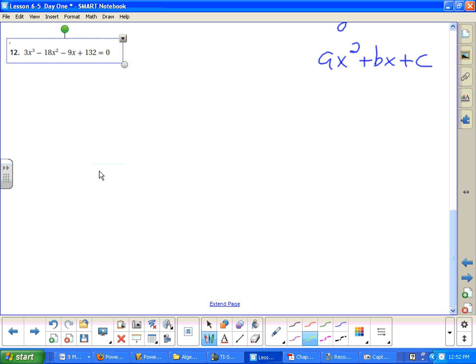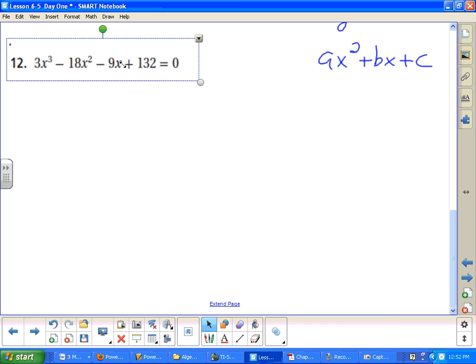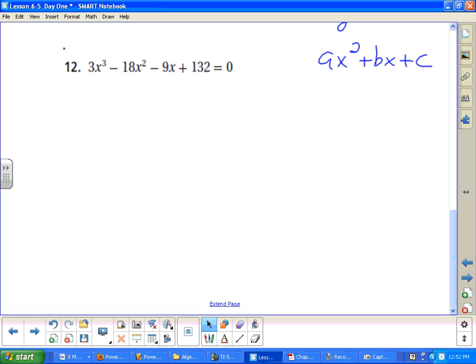Okay, now, looking at number 12 here, is this something that I can factor? Okay, let's see. If I took out 3x squared, I'd be left with x minus 6. Well, does 9 go into 132 6 times? No, it doesn't. It goes into a lot more than 6, doesn't it? Because 9 goes into 54 6 times. So if I factored that, would I get x minus 6 here? No, I wouldn't. So this one cannot be factored by grouping.